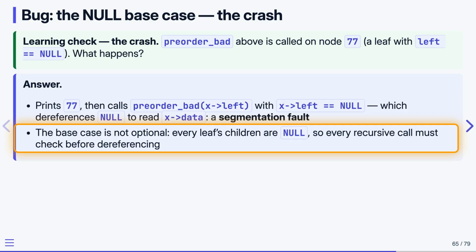So the base case is not optional. Every leaf's children are null, so every recursive call has to check before it dereferences. And notice the crash comes early at the first leaf, not deep in the tree.